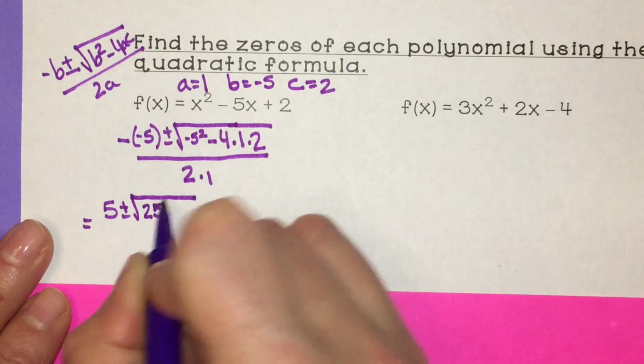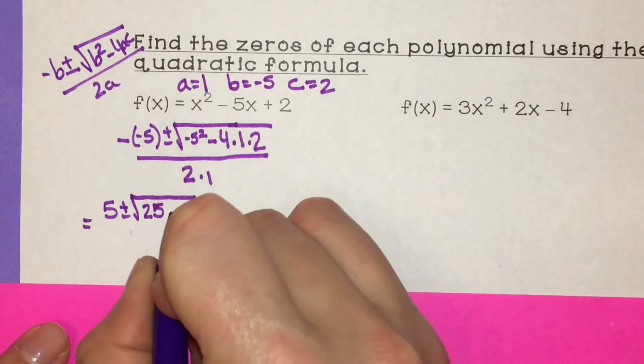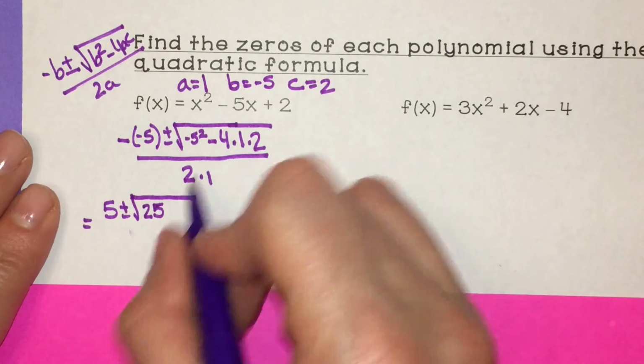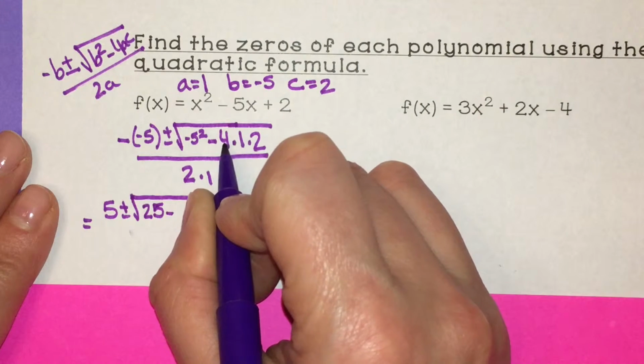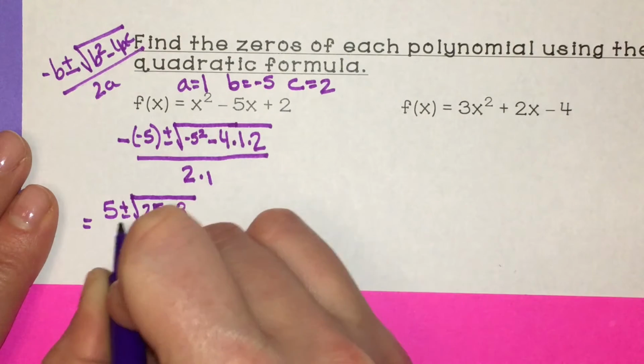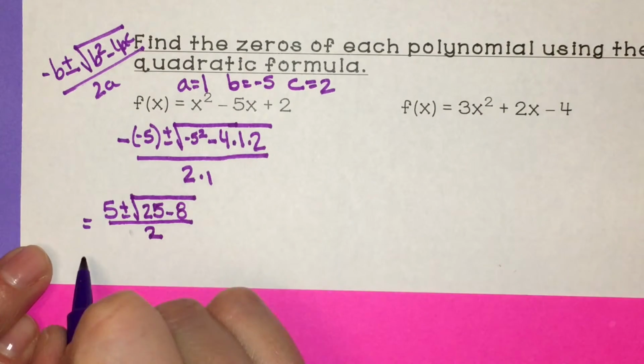Be careful in your calculator. Don't just type in negative 5 then square it. If you type negative 5, you have to put it in parentheses, or else your calculator is going to do 5 squared and just tack on the negative. All right, then we have minus 4 times 1 is 4. 4 times 2 is 8. Divided by 2 times 1 is 2.